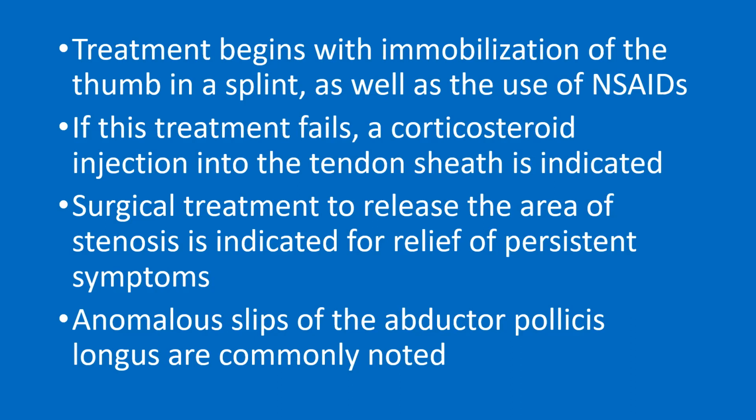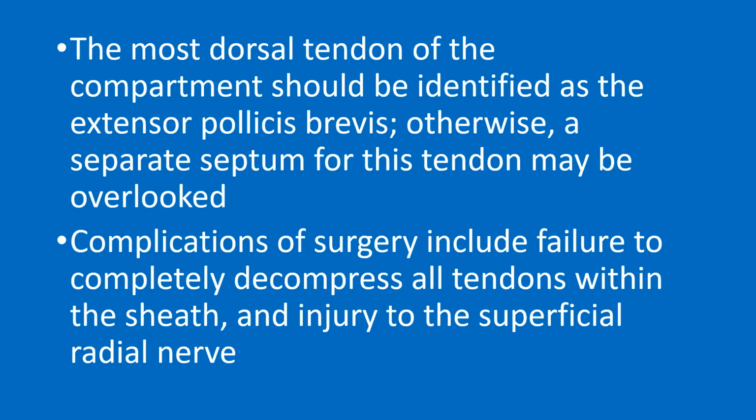Anomalous tendons of the abductor pollicis longus are commonly noted. You have to release all these. The most dorsal tendon of the compartment should be identified as the extensor pollicis brevis. Otherwise, a separate septum for this tendon may be overlooked. Complications of surgery include failure to completely decompress all tendons within the sheath and injury to the superficial radial nerve. The superficial radial nerve passes just in line with the first extensor compartment.